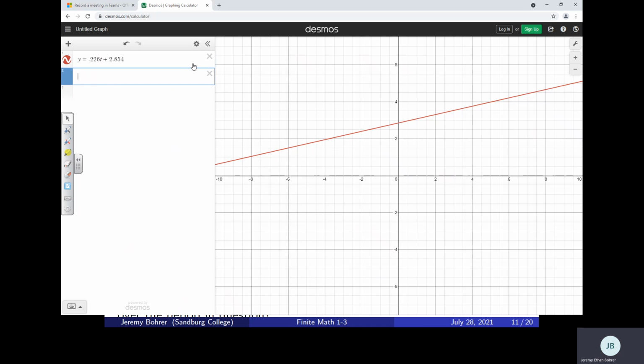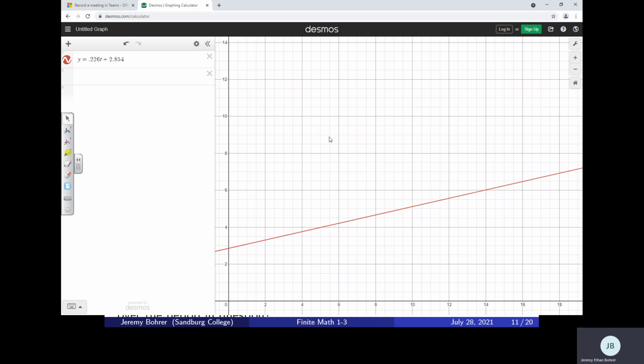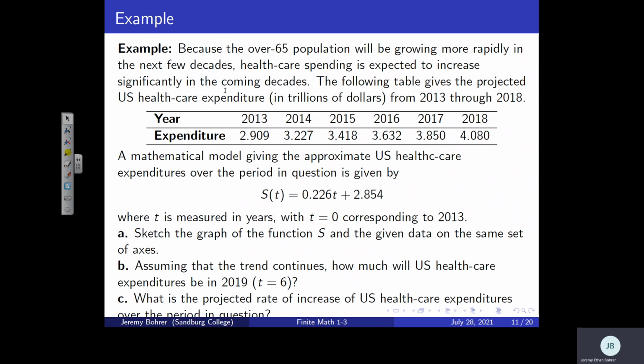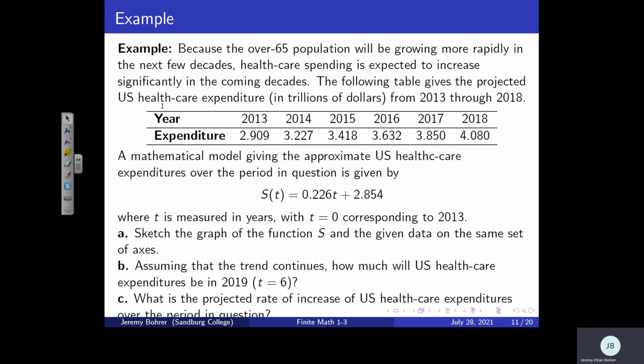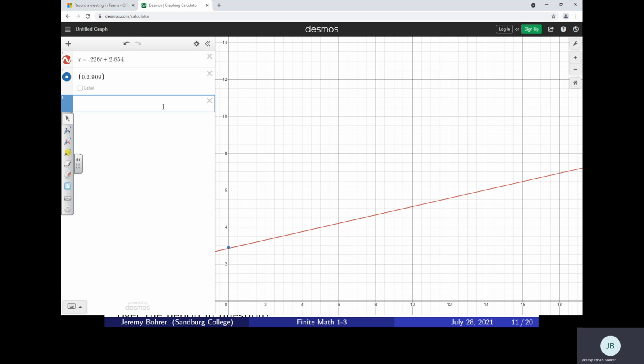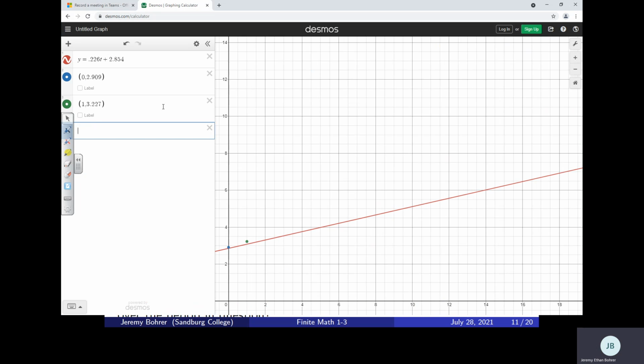Okay, and I want to look at this from zero. There, that's a good place to look at this. And now we're going to plug in the points. So I've got the point 0, 2.909. There we go. And we'll add the point 1, 3.227. And 2, 3.418.